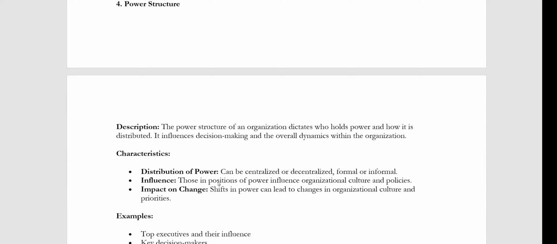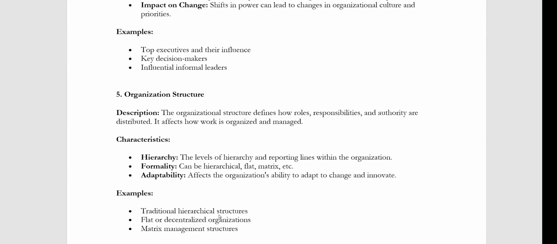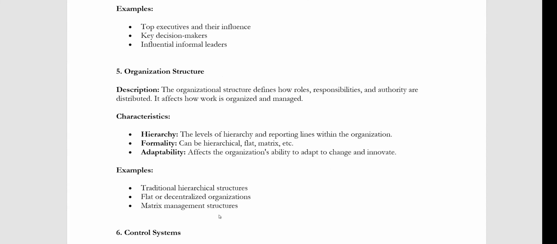Power structure. Okay, it dictates who holds power and how power is distributed. And this influences decision-making and overall dynamics within the organization. So it can be centralized or decentralized, formal or informal. And those in position of power influence organizational culture and policies. Okay, shift in power can lead to changes in the culture and change. Are we okay? So example is top executives and their influence, like the case of Ron, key decision makers, influential informal leaders.